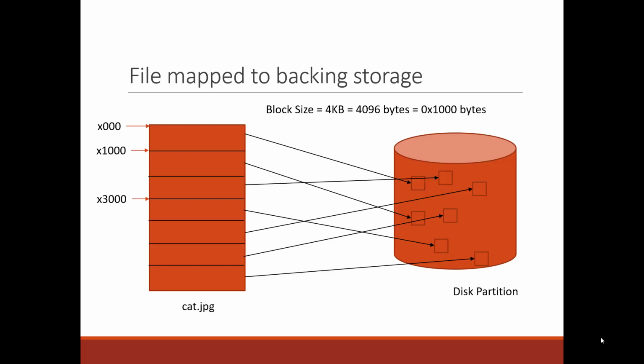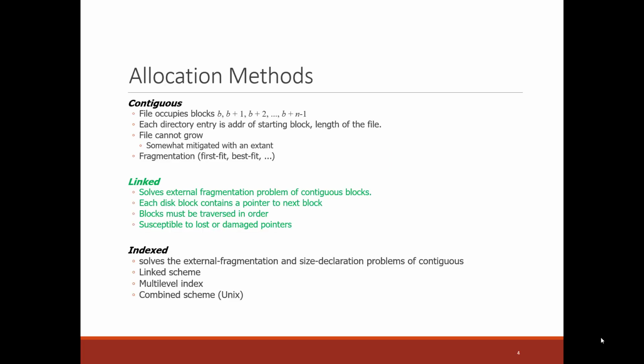Here's a visual. On the left is the cat JPEG. It's broken up into block sizes. In this example, the block sizes are 4K. That's not a bad size for a block. In fact, Linux uses 4K blocks for a number of file systems. And back behind it, you see a disk partition. On those disk partitions, the blocks are actually spread across in different places. The metadata which maps the cat JPEG block to the actual backing block, sometimes called file block allocation, is the problem we're trying to solve.